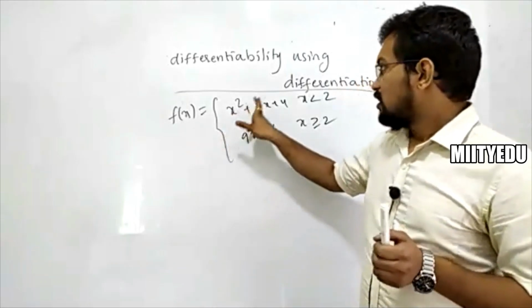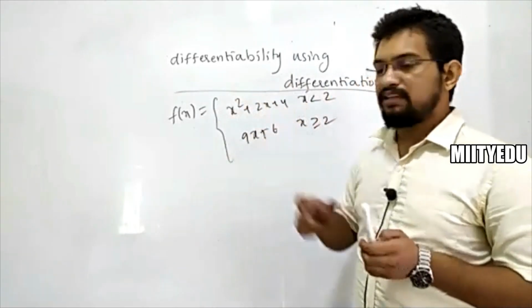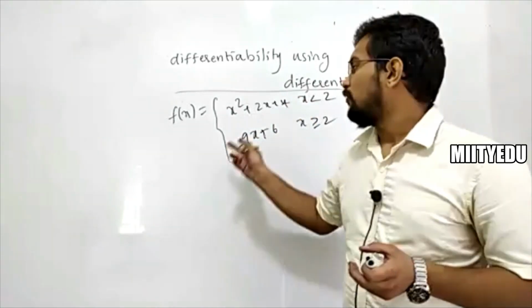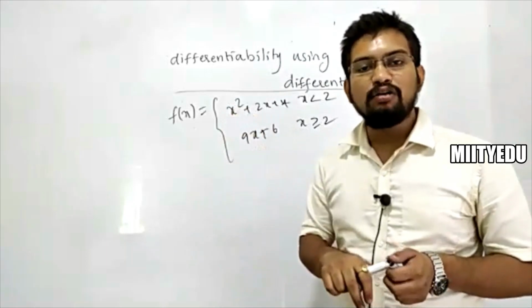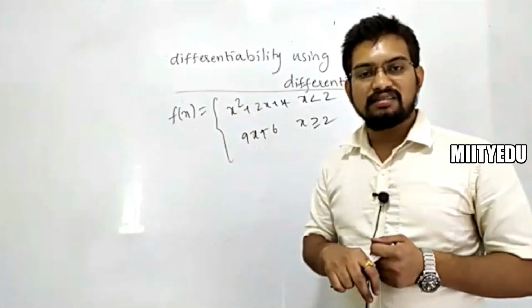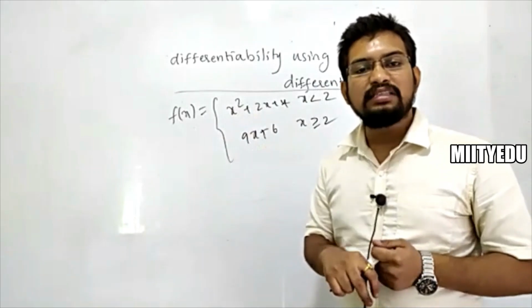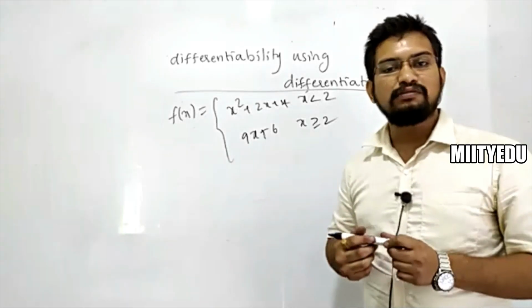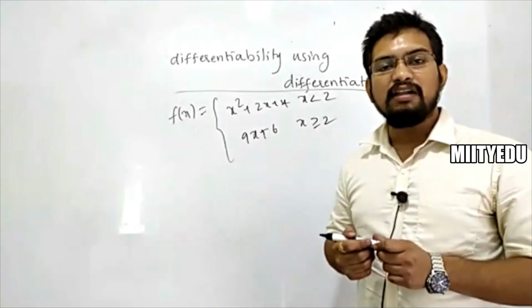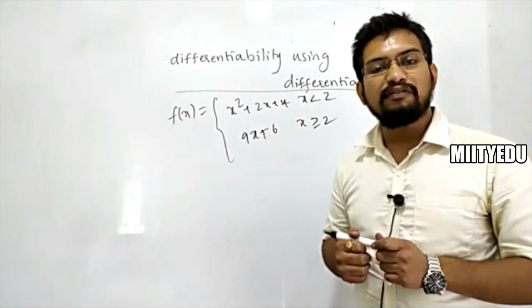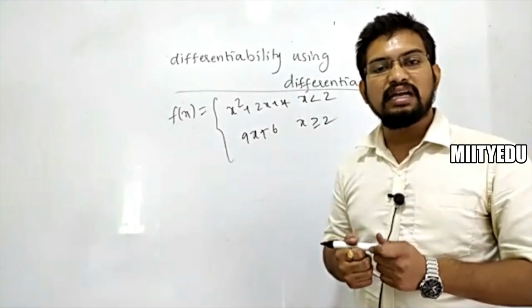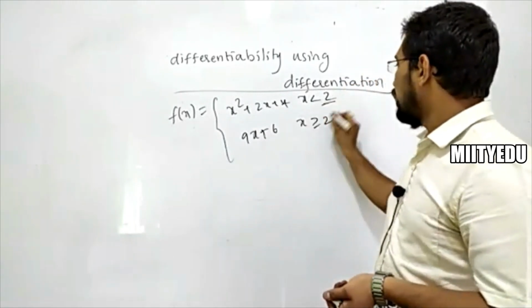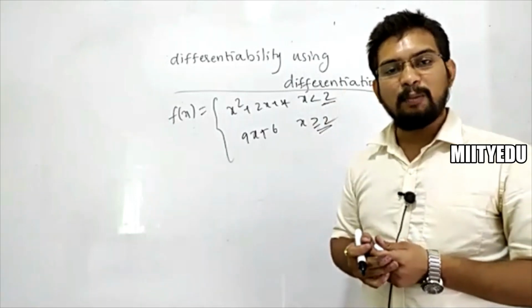Whenever you are checking for the differentiability of this function, first check continuity. And where do you check the continuity of such a function? The continuity of the function will be checked mainly at the points where the definition of the function is changing. For a piecewise function, continuity is checked at the points where the definition of the function changes. So let's say at these end points, primarily.